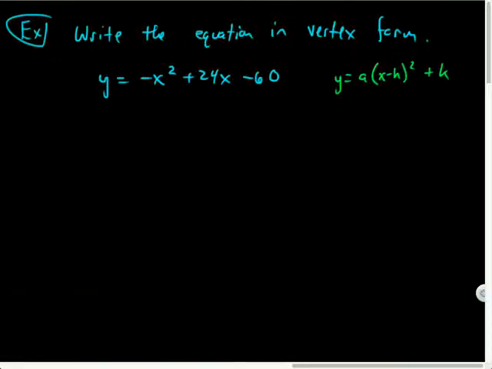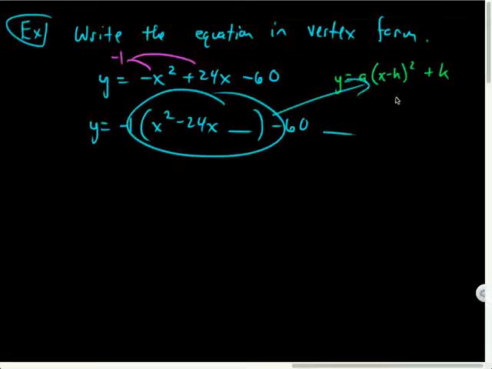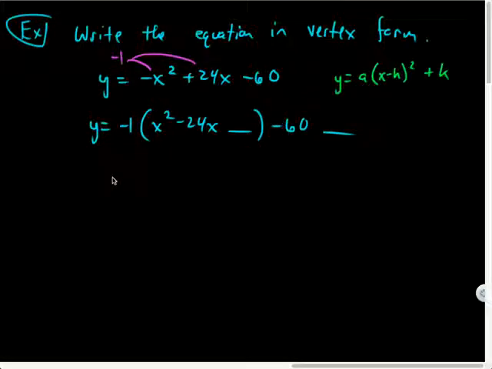So watch this. This is going to be really interesting. The first thing I'm going to do is factor out the a from this. I'm going to take not the GCF from the first two terms, just the value of a. So I'm going to have y equals negative 1 parentheses x squared minus 24x blank minus 60 blank. And if I can complete the square on this, I could then fast factor it into that form.